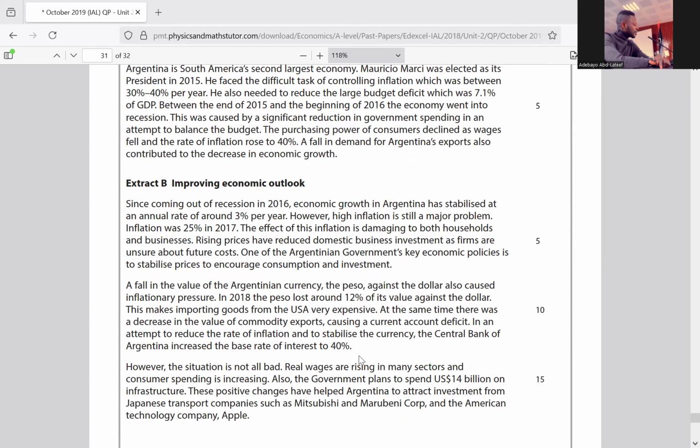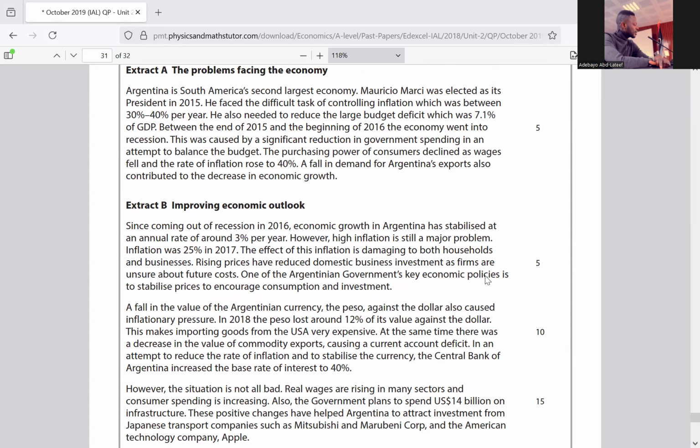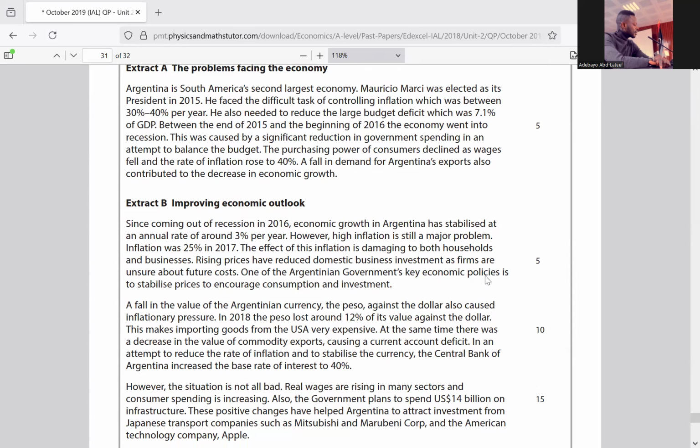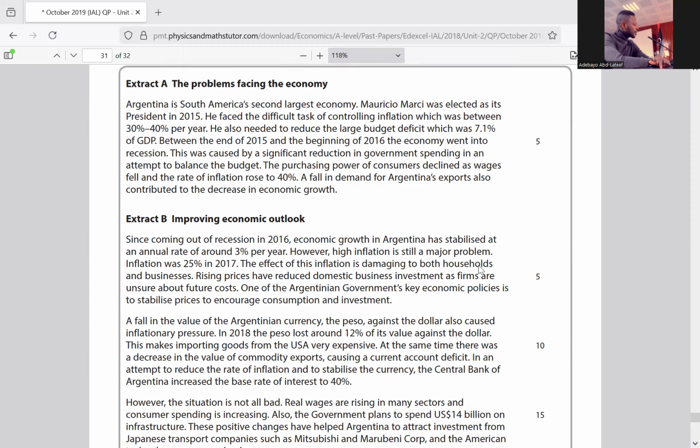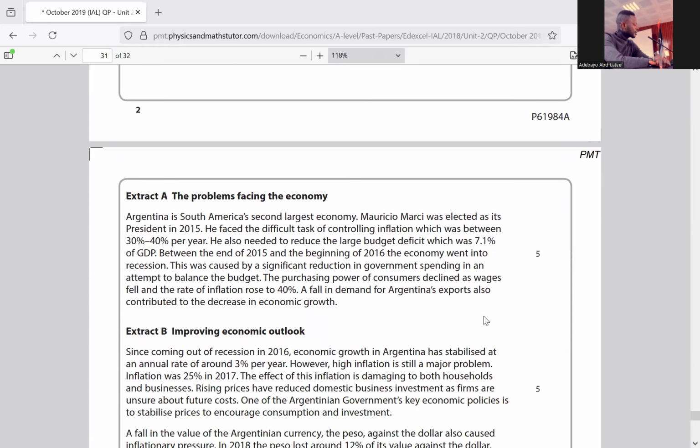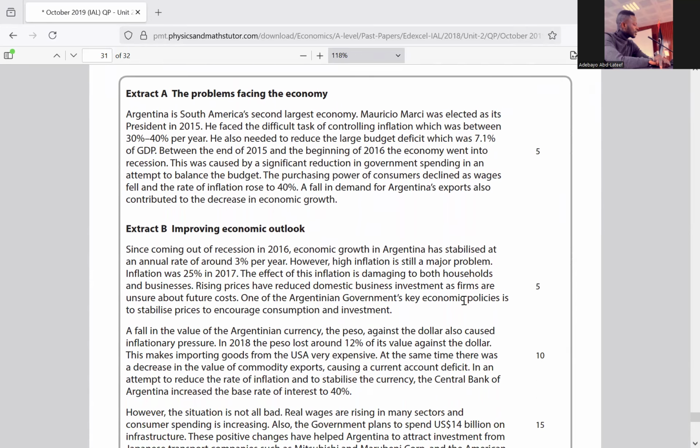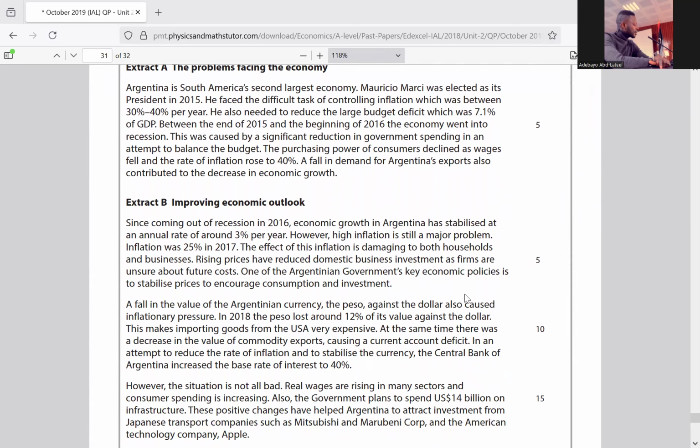So that takes us to question 12D. With reference to the information provided, examine the likely impact of inflation on the economy of Argentina. First, you have to define inflation. Inflation is a persistent rise in the price of goods and services in a given economy. The inflation rate was between 20% to 40% per year, based on what we have here.